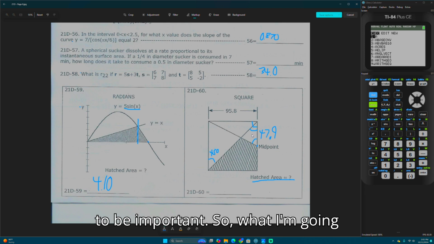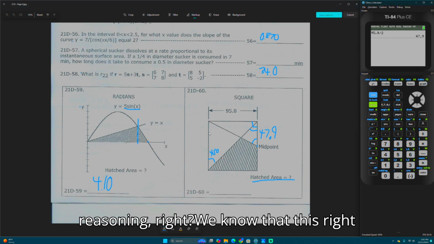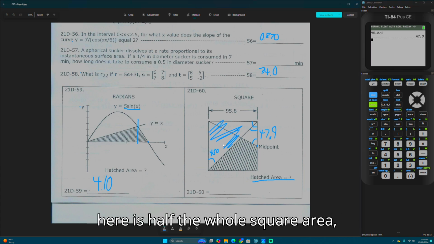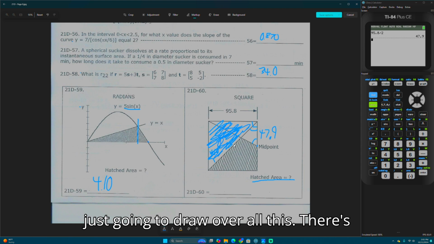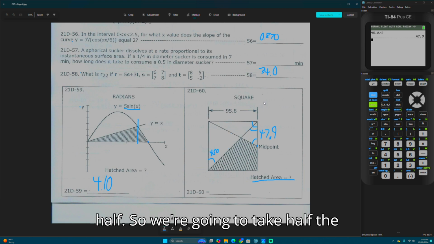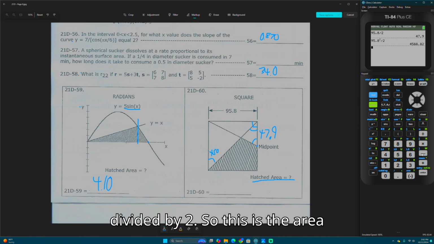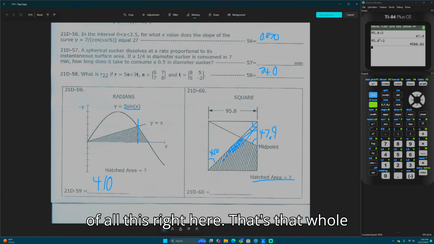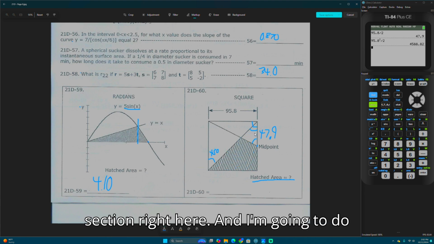So what I'm going to do, I'm just going to explain my reasoning, right? We know that this right here is half the whole square area, right? This huge part, this huge segment. I'm just going to draw over all this. That right there is half. So we're going to take half the area, 95.8 squared, divided by 2. So this is the area of all this right here, right? That's that whole area. We have to subtract this little section right here.